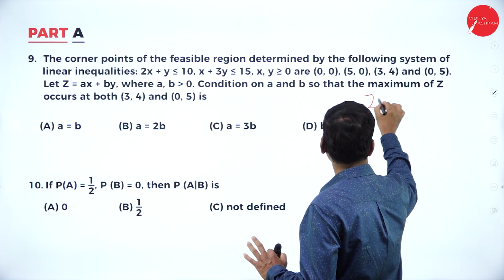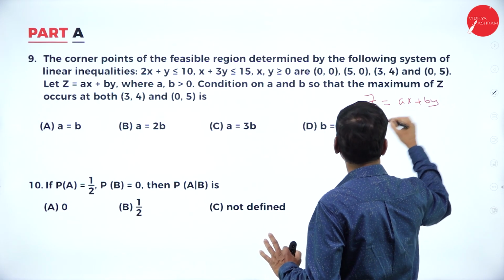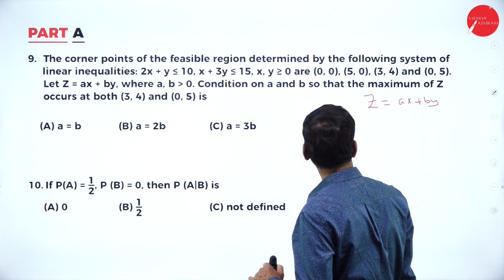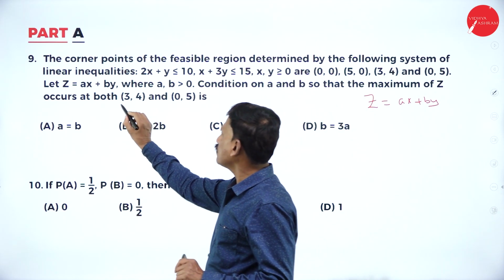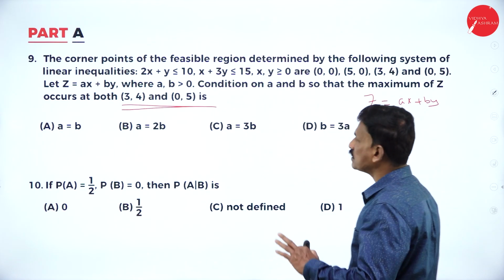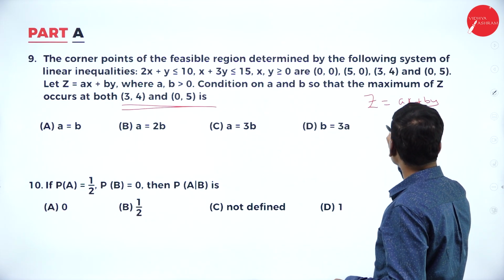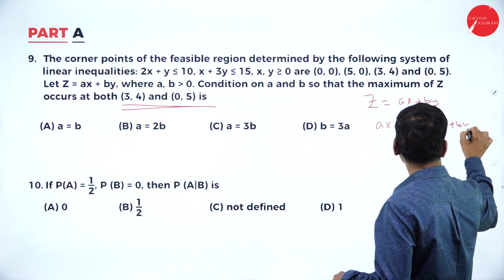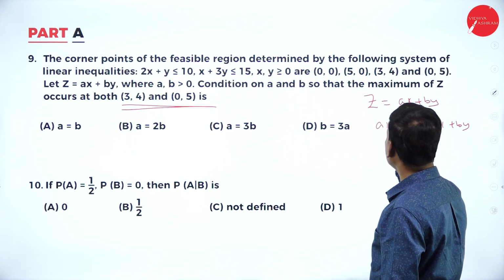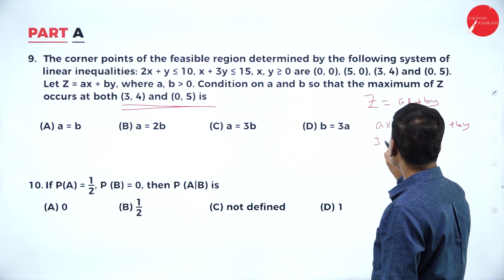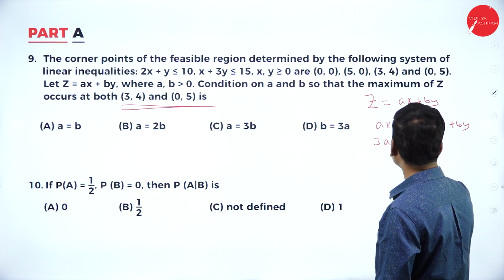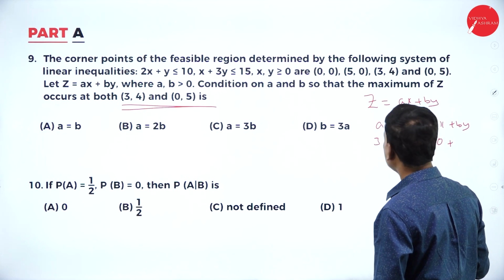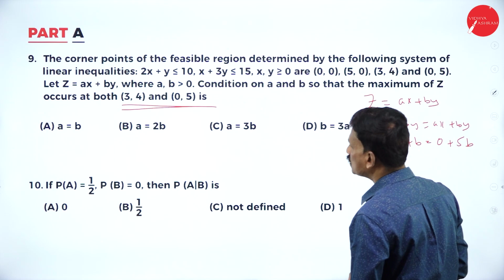What is given here? z is equal to ax plus by, where a, b greater than 0. What are the conditions on a and b so that the maximum of z occurs at both the points? What are the points? (3, 4) and (0, 5). Just substitute here, that's all. So ax plus by is equal to ax plus by. Put x is equal to 3, y is equal to 4 here. So if you put x is equal to 3, this is 3a, and y is equal to 4, this is 4b, is equal to x is equal to 0, this is 0, plus b times 5. So y is equal to 5b.